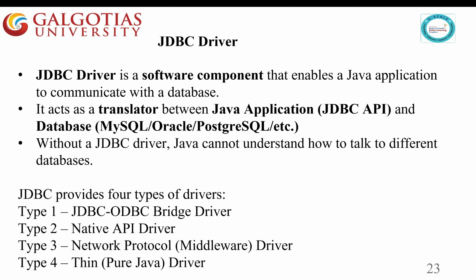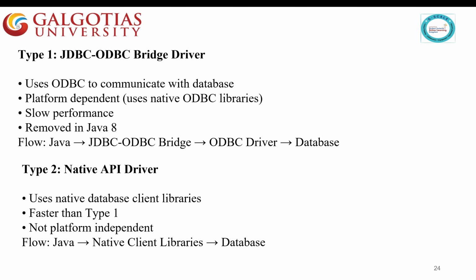A JDBC driver is a software component that enables communication between a Java application and a database. Without a JDBC driver, Java cannot interact with databases. There are 4 types of JDBC drivers. Type 1 is the JDBC ODBC bridge. Type 2 is the native API driver. Type 3 is the network protocol driver. And type 4 is the thin driver.